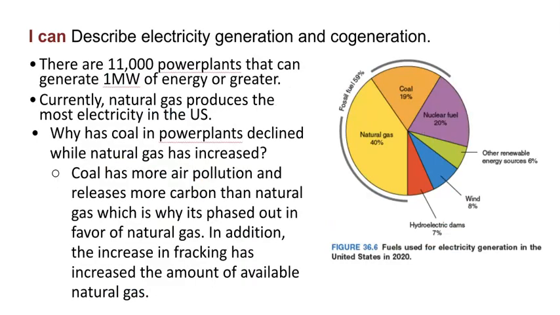Okay, there are 11,000 power plants in the US that can generate 1 megawatt, so 1,000,000 watts of energy, or greater at any time. Currently, natural gas produces the most electricity in the US. This number has gone way up. Natural gas used to be much lower when I first started teaching this course. Coal has declined, natural gas has increased. The reason for this is coal has more air pollution and releases more carbon than natural gas, which is why it's phased out in favor of natural gas. In addition, the increase in fracking has increased the amount of natural gas we have available in the country.